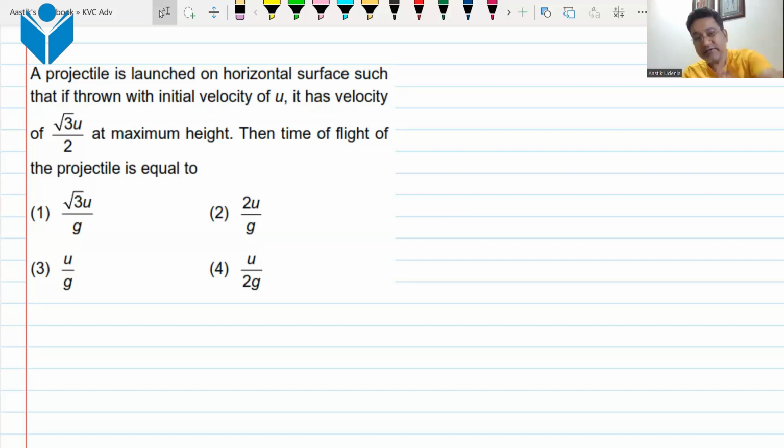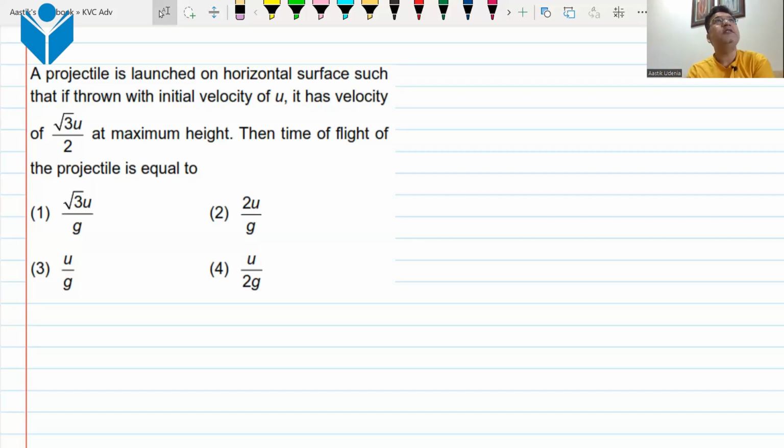If I remember correctly, 3 days before I also told you the same thing. At the highest point, velocity is not zero. At the highest point, velocity is not zero.